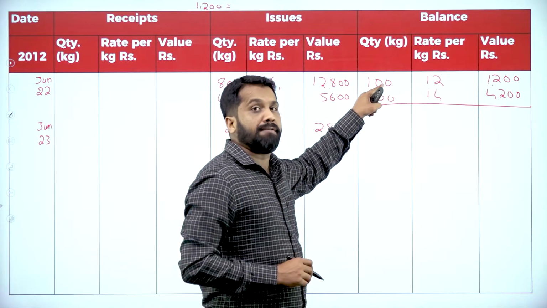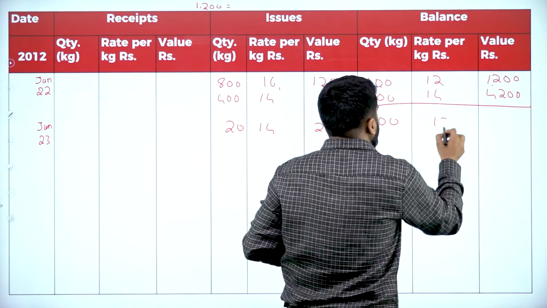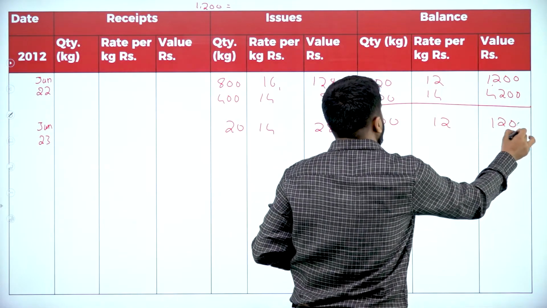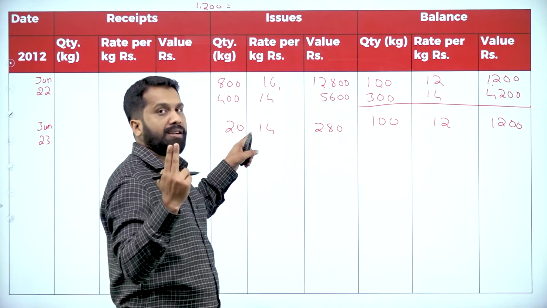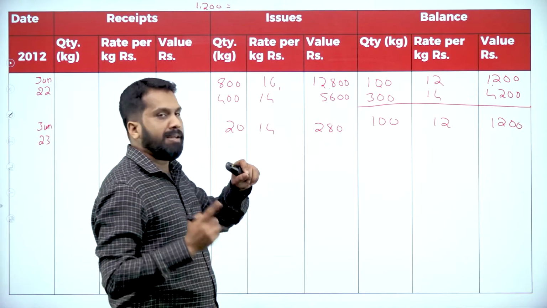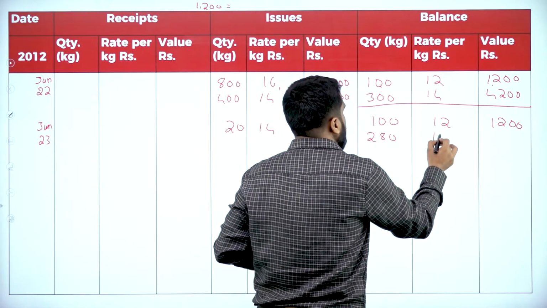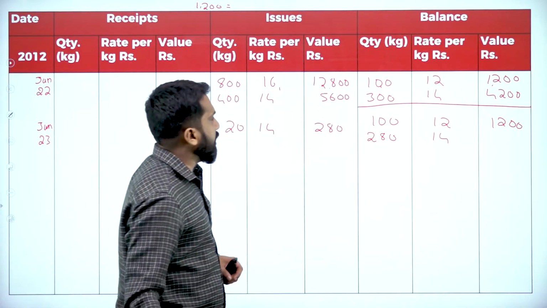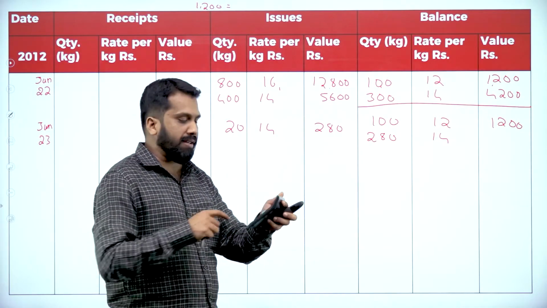Now, what is the balance? The first box you have not used: 100 into 12, 1,200. Out of 300, we have used 20, so the balance is 280. 280 into 14, how much will you get? You will get around 3,920. We'll check.